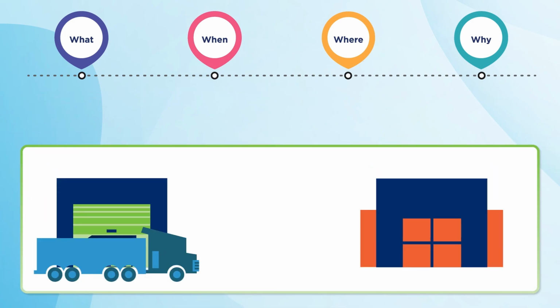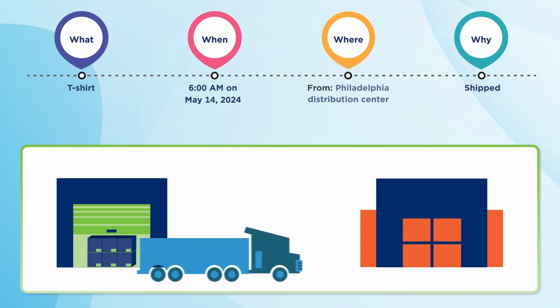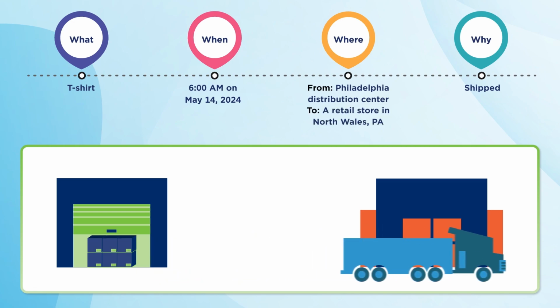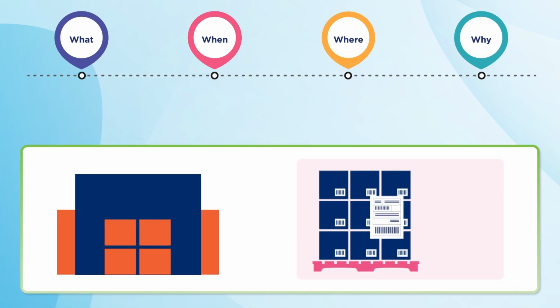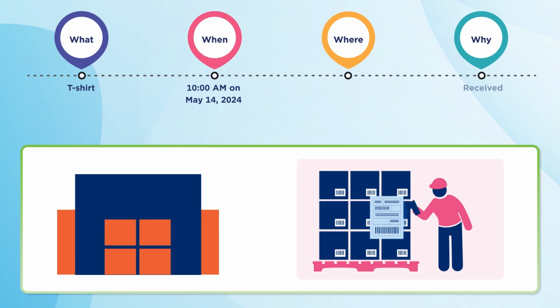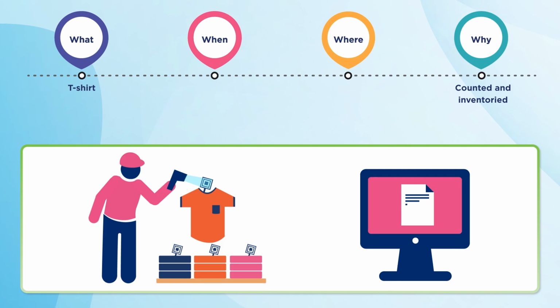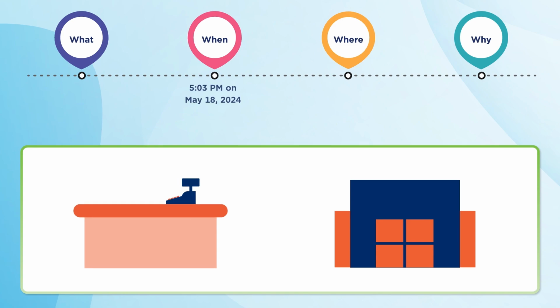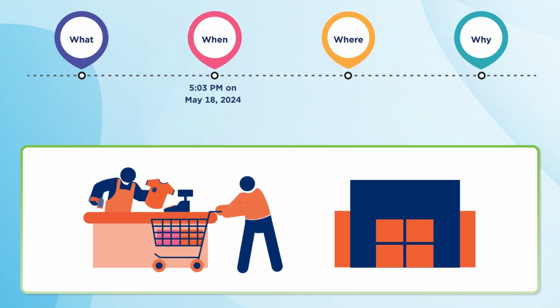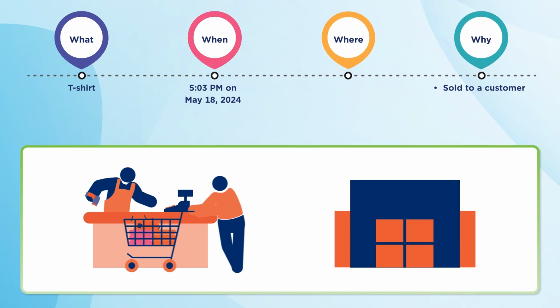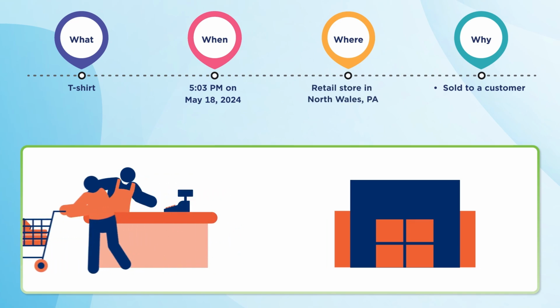From the factory, the t-shirt continues to move through the supply chain, and at 6 a.m. on May 14, 2024, the t-shirt was shipped from the Philadelphia Distribution Center to a retail store in North Wales. Later on that day at 10 a.m. on May 14, 2024, the t-shirt was received at the retail store in North Wales, and it was counted and inventoried at the retail store a few hours later at 12:31 p.m. At 5:03 p.m. on May 18, 2024, the t-shirt was sold to a customer at the retail store in North Wales and removed from inventory.